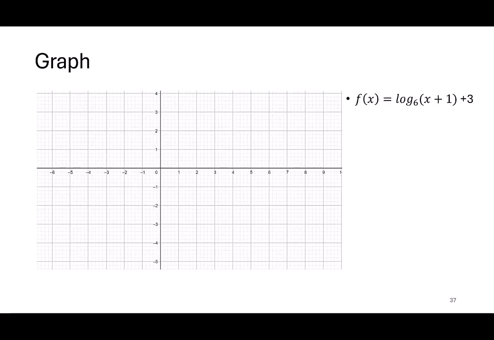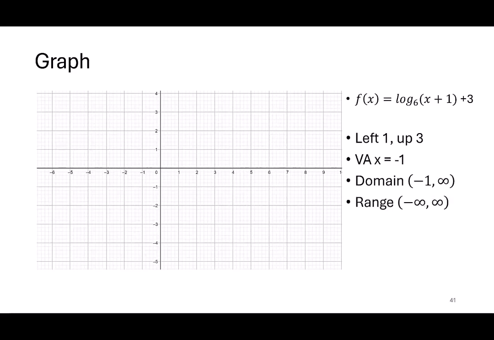Let's graph f of x is the log base 6 of x plus 1 plus 3. We can see we have two transformations. We have a horizontal transformation to the left one, and then we have a vertical transformation up 3. The horizontal transformation to the left one tells me my vertical asymptote is now at x equals -1. This also tells me the domain is -1 to infinity. The range will still be -infinity to infinity. To start, I'll put in my vertical asymptote at x equals -1.